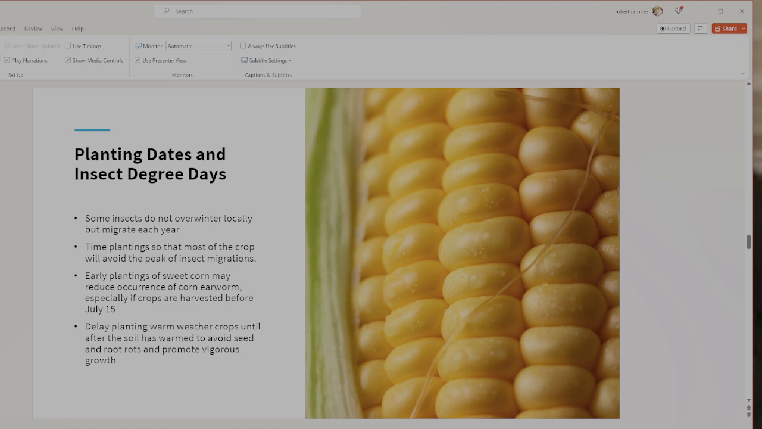Delay planting warm weather crops until after the soil has warmed to avoid seed rots and promote vigorous growth.